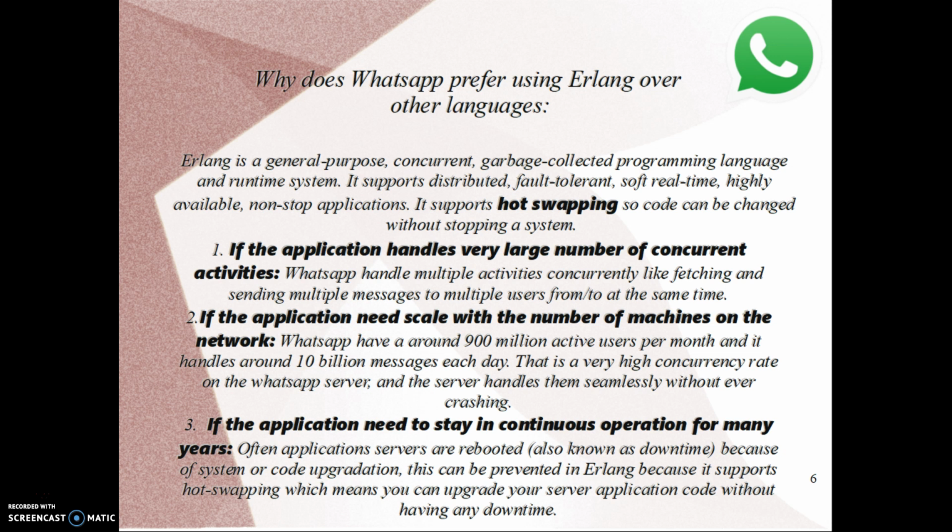WhatsApp can handle multiple activities concurrently, like fetching and sending multiple messages to multiple users at the same time. WhatsApp has around 900 million active users per month, and it handles around 10 billion messages each day. That is a very high concurrency rate on the WhatsApp server, and the server handles them seamlessly without ever crashing. Often, application servers are rebooted because of system or code upgrades. This can be prevented in Erlang because it supports hot swapping, which means you can upgrade your code without your server application having any downtime at all.